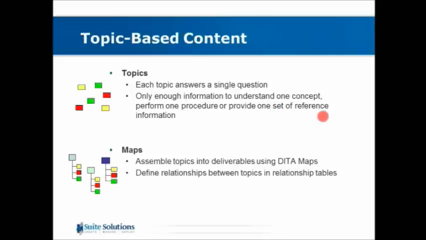So we mentioned before that DITA is a topic-based architecture. That basically means that we have topics and maps. A topic is like those little Lego blocks. A topic is a piece of content, a concrete document instance that is meant to answer one question. Enough information to understand one concept, one procedure, one set of reference information, one thing to look up, or some kind of ancillary information. A map is basically taking those Lego blocks, those topics, and putting them together to form a deliverable.